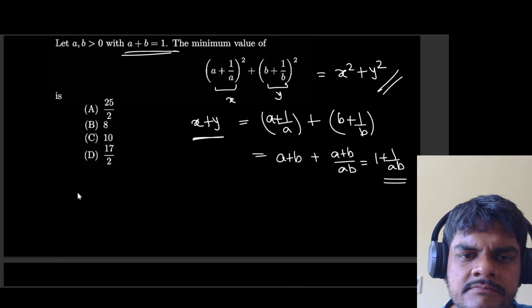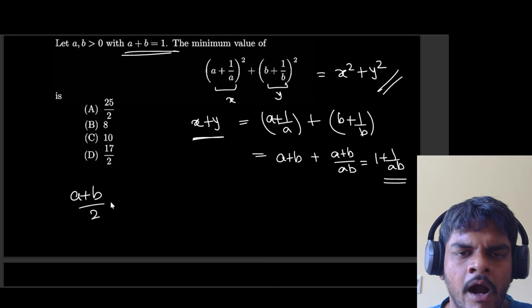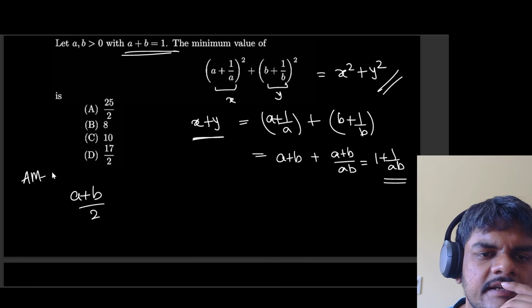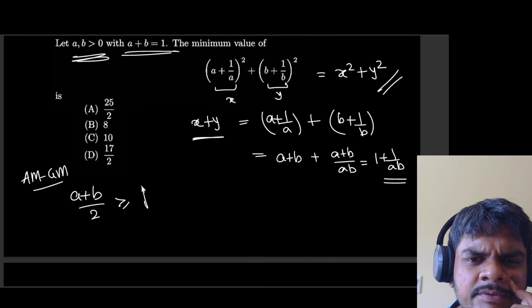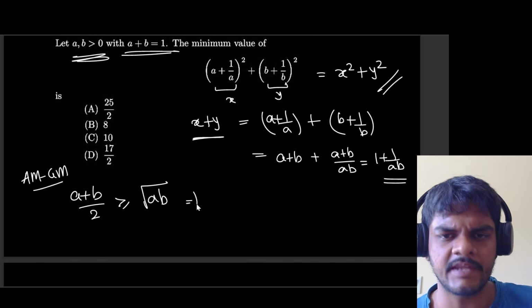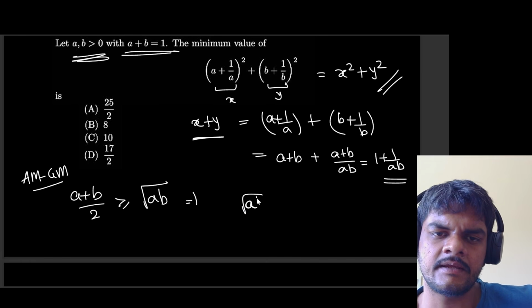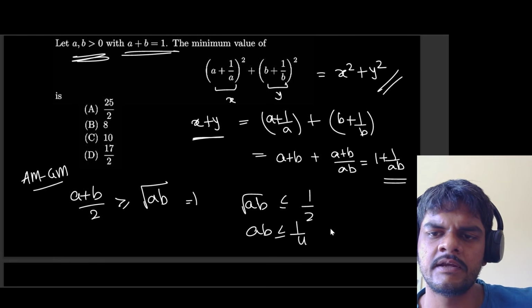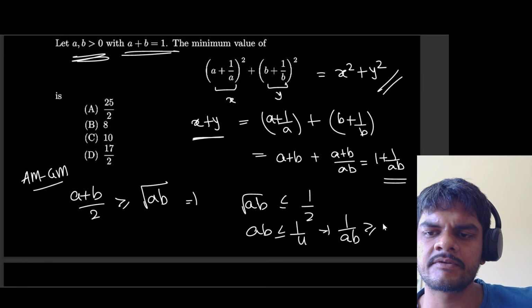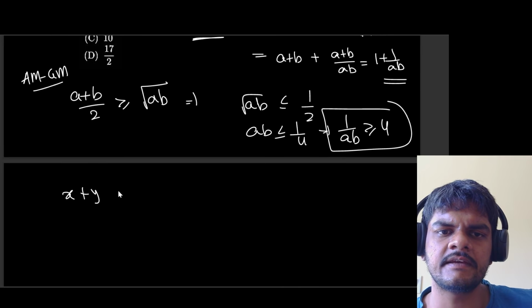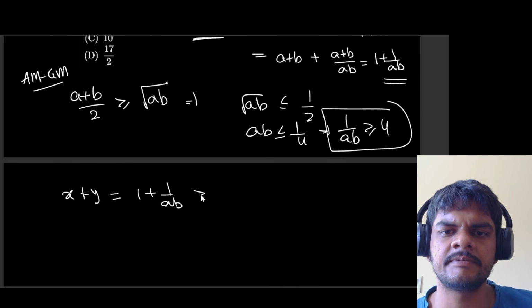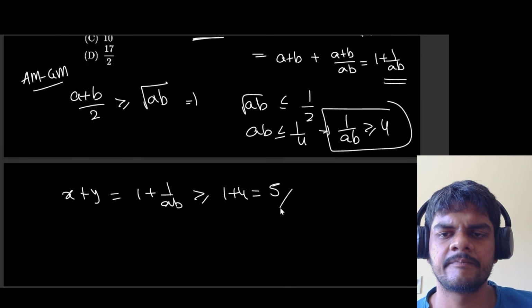Now a plus b is 1. Now I'll use the AM-GM inequality. AM-GM inequality says that, because both are positive, we are able to use that, a plus b by 2 is greater than or equal to root ab. That will imply that root ab is less than or equal to 1 by 2. So ab is less than or equal to 1 by 4. That will imply 1 by ab will be greater than or equal to 4. So that will imply that my x plus y, which is equal to 1 plus 1 by ab, will be greater than or equal to 1 plus 4, which is 5.